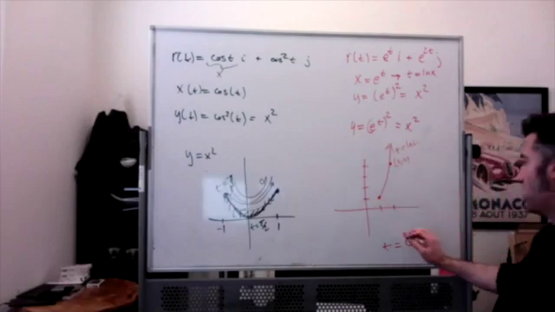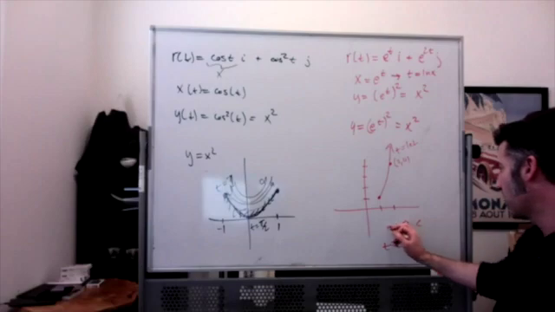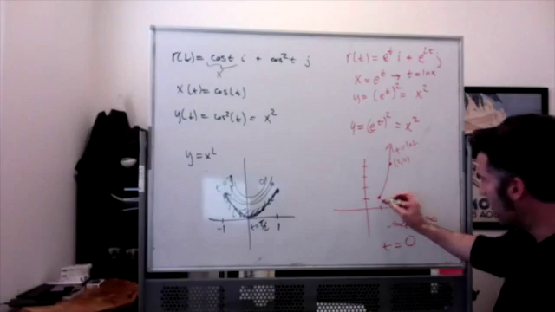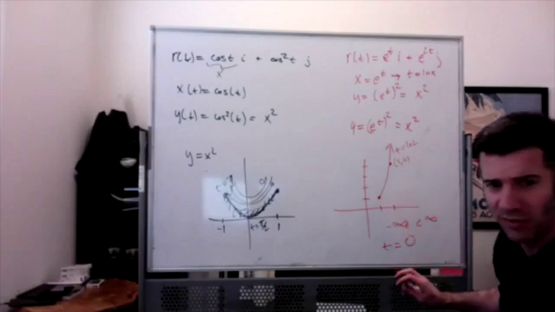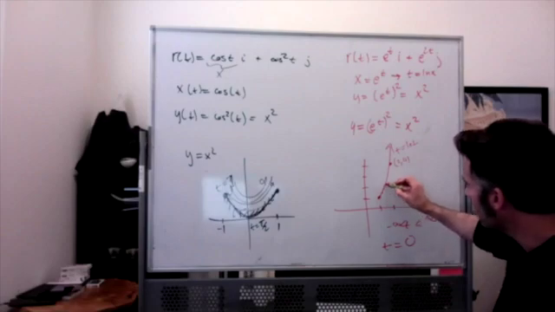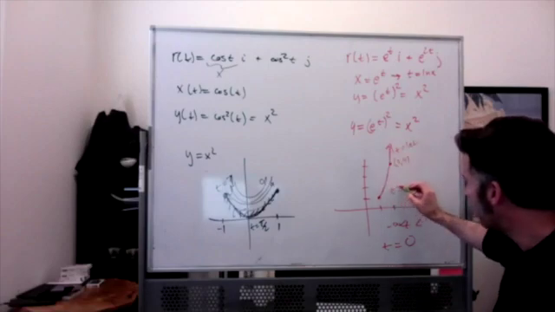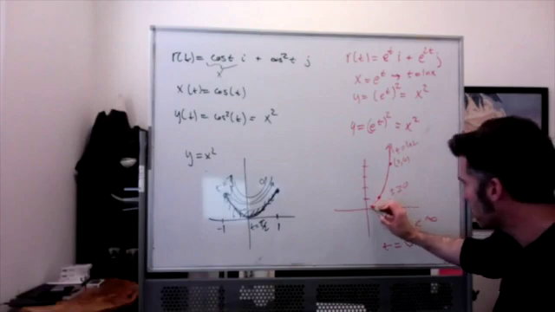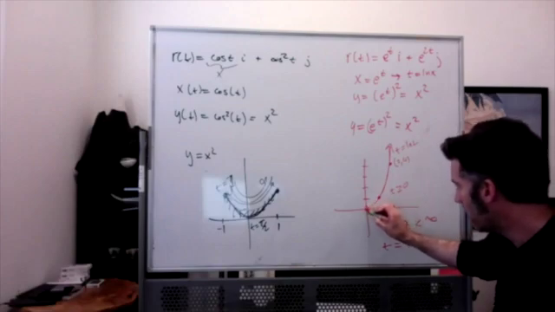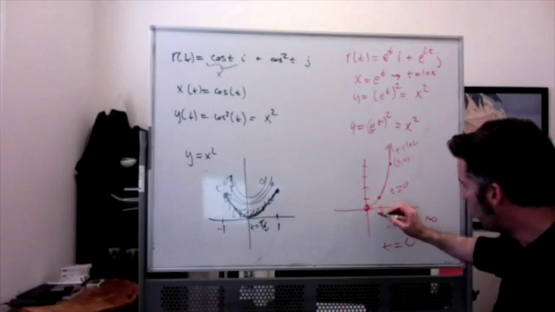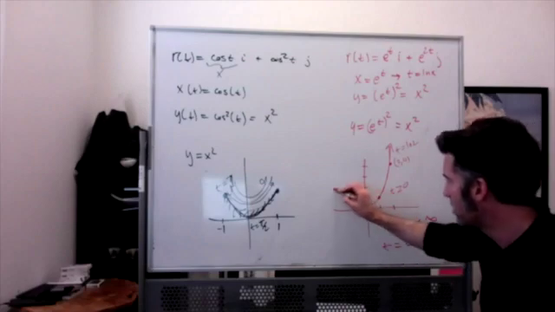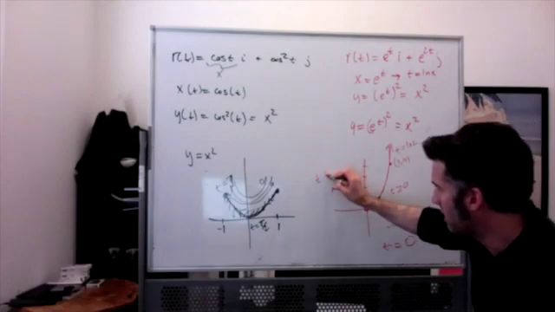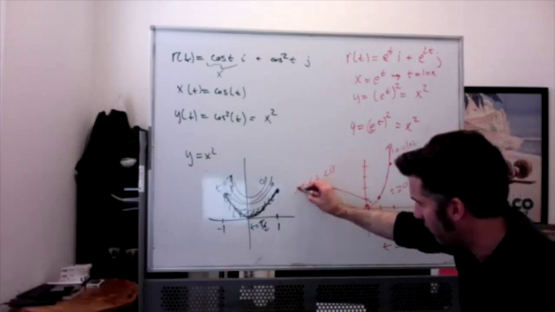And then if you wanted t to be any real number, here's the weird thing. All of this right here is t greater than or equal to 0. All of this right here, excluding the origin, is t less than 0 all the way down to negative infinity.